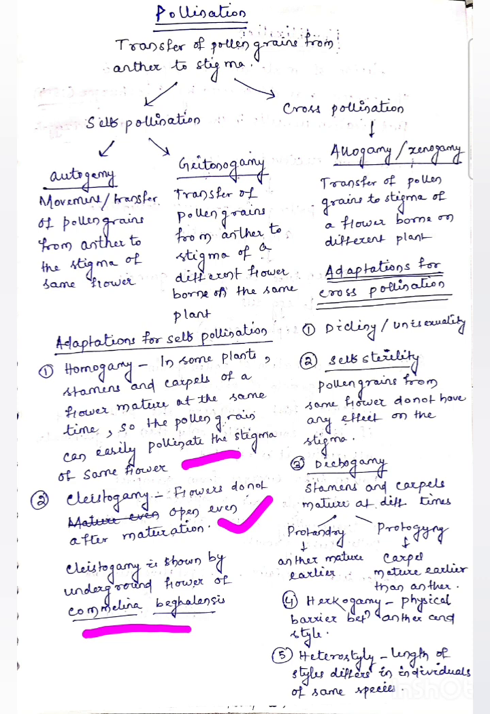Then herkogamy. Some plant species have a physical barrier between anther and style. Then heterostyly, where the length of style is different in individuals of the same species. So these are contrivances or adaptations for cross pollination.